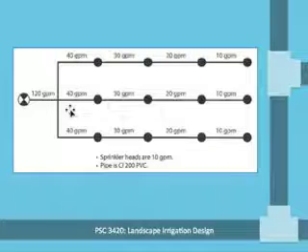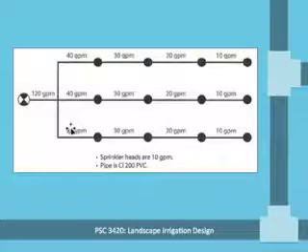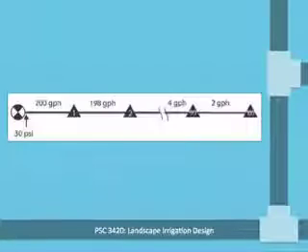And just like that is cumulative, it's also cumulative here. So these laterals are each requiring 40 gallons per minute to supply the sprinklers, but the line running from the valve to these laterals has got to supply all of those. So it's 40 gallons per minute times these 3 laterals, meaning that 120 gallons per minute are required coming from this valve to operate this particular arrangement of sprinklers with these laterals.